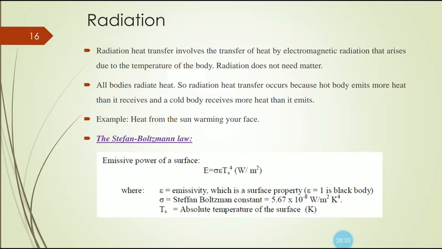Now what happens here in case of this radiation? From our basic concept, you know that all bodies in real life radiate heat. So a transfer of heat by radiation occurs because a hot body emits more heat than it receives, and a cold body receives more heat than it emits. Now this radiant energy, or radiation heat transfer, being an electromagnetic radiation, requires no medium for propagation, and it will pass through the vacuum because it does not require any medium.